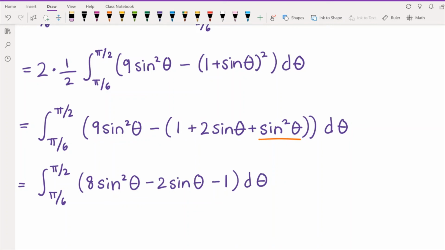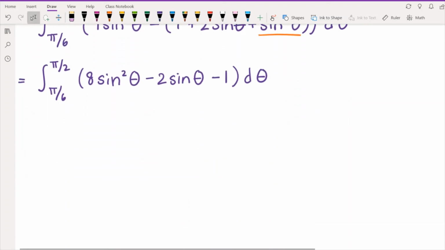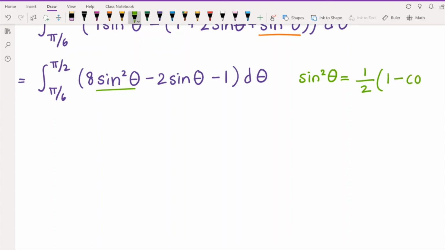Okay, so from here, it's basically pretty similar to the last one that we did, right? The first thing we need to do is rewrite this 8 sine squared of theta. We can rewrite it using one of the identities. So we know that sine squared of theta can be written as 1/2 times 1 minus cosine of 2 theta. And so let's put that into our integral.